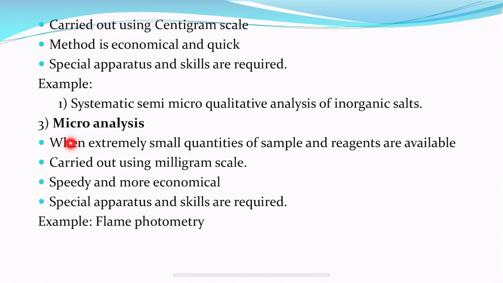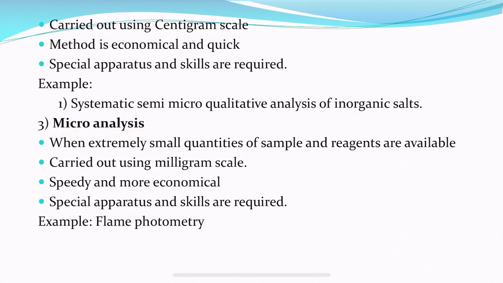And next, the third one is micro analysis, when an extremely small quantity of sample and reagents is available for analysis. So here this analysis is carried out using a milligram scale, and this is speedy and more economical compared to the other two methods of analysis. In this method also special apparatus and skills are required. For example, flame photometry. So the flame photometry experiment is an example of micro analysis.